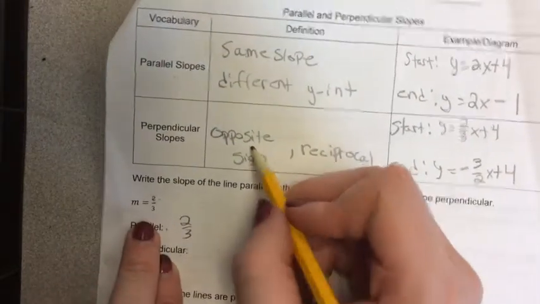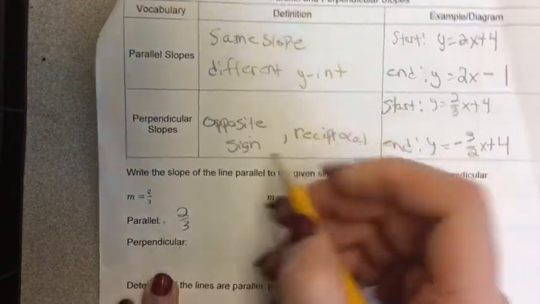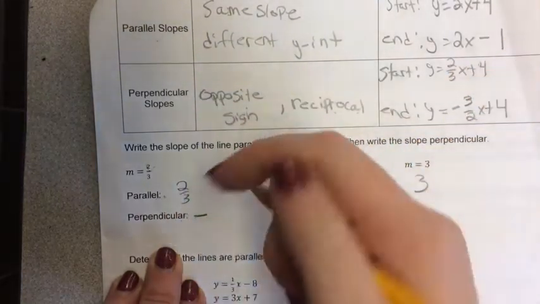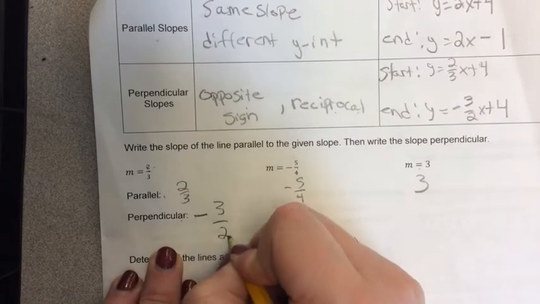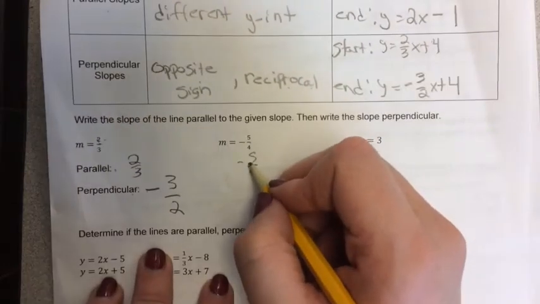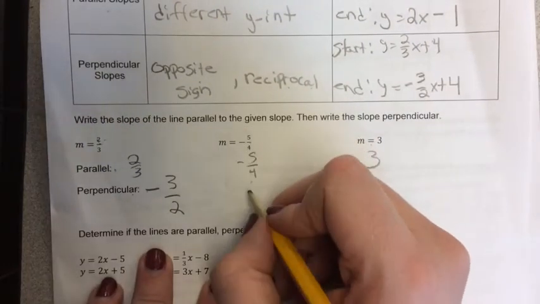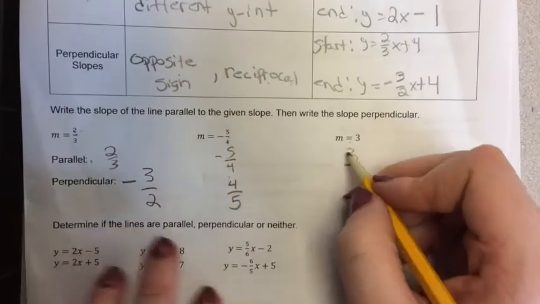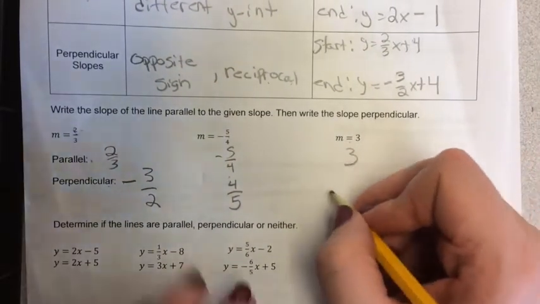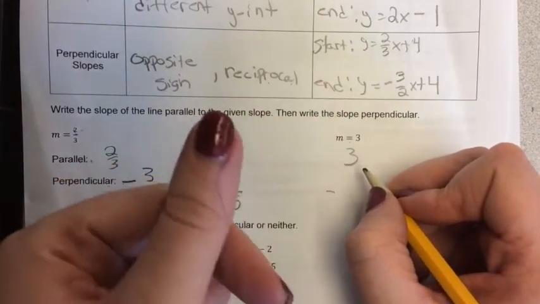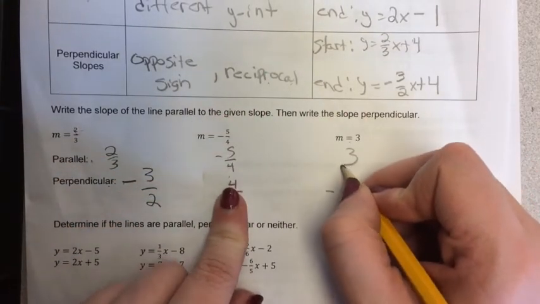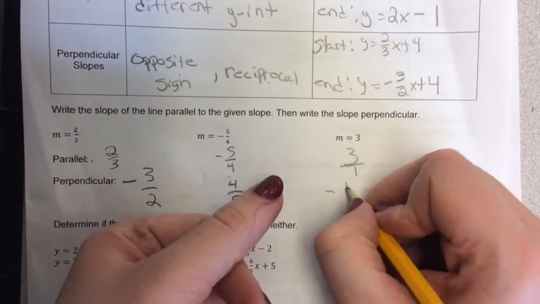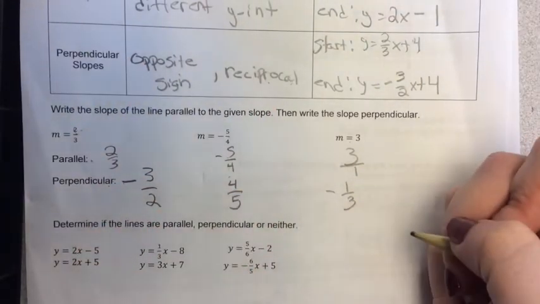All right, perpendicular means opposite sign, and then flip it. So this is positive, so my slope's going to be negative. Flip it, 3/2. Here, opposite sign, so it's going to be positive, and then flip it, so 4/5. Here is a little bit weird. So it's going to be negative, but there's nothing really to flip. But we can change this to make it be a fraction by putting it over 1. So now if I flip it, it's going to be 1/3.